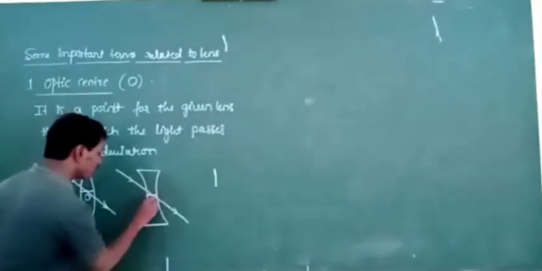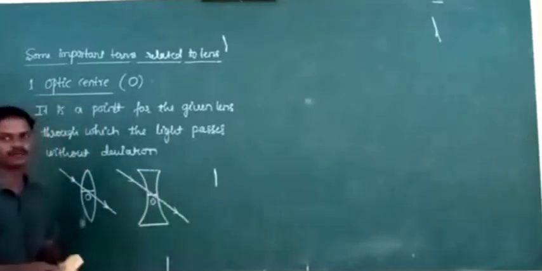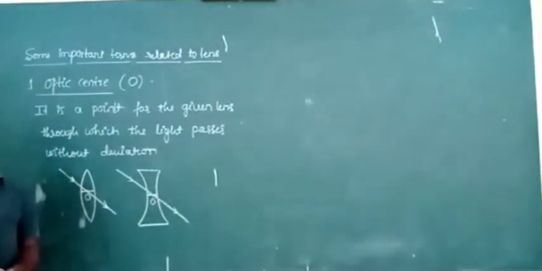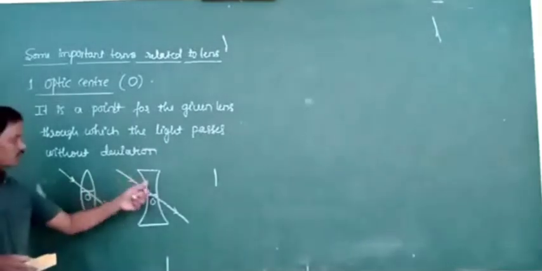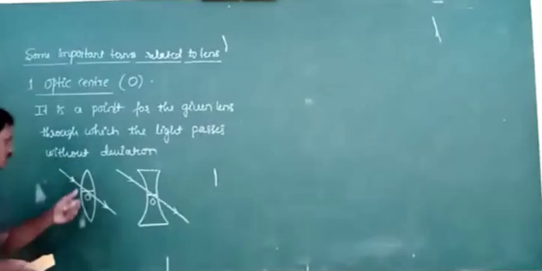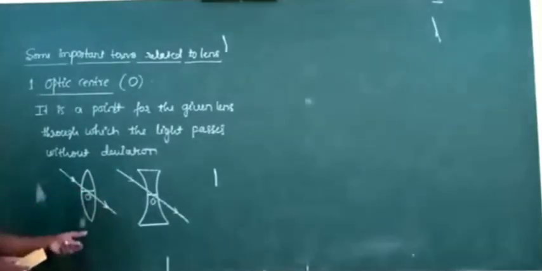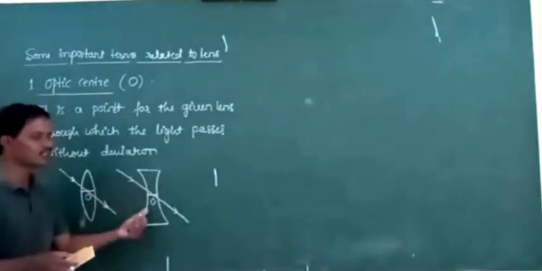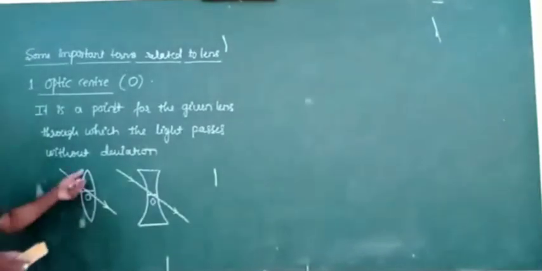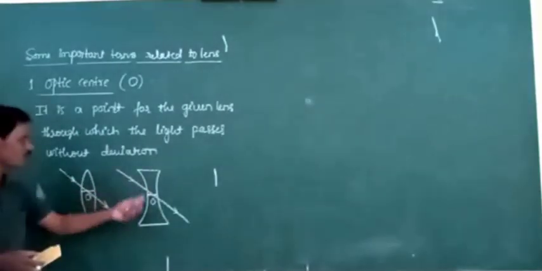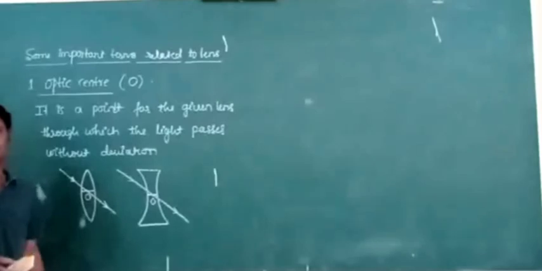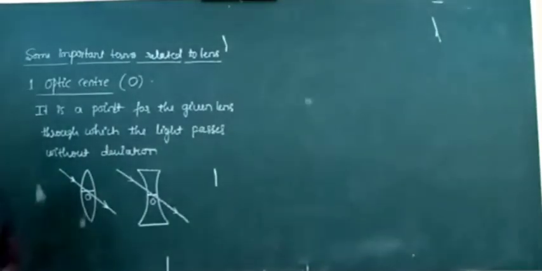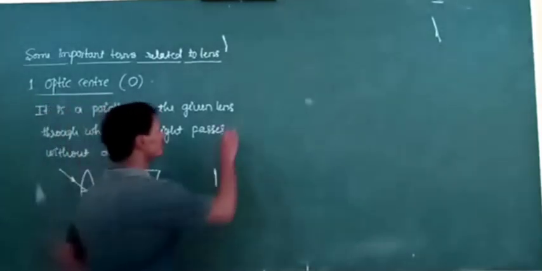And if the lens has two curved surfaces, that means the curved surfaces have two centers of curvature and two radii of curvature. See here, for the convex lens and for the concave lens, how many curved surfaces are there? Here two curved surfaces, here also two curved surfaces. Now by using this concept, we are going to define the principal axis.